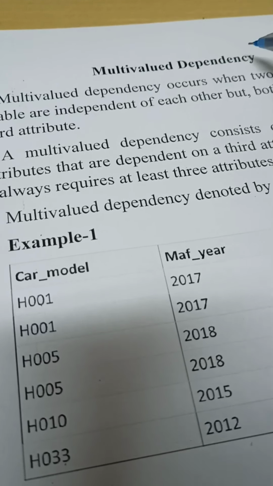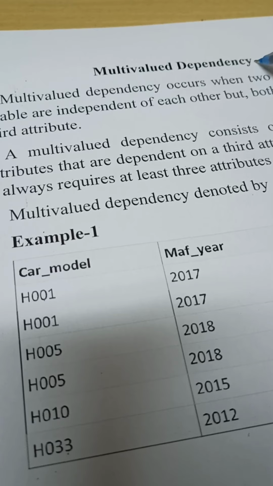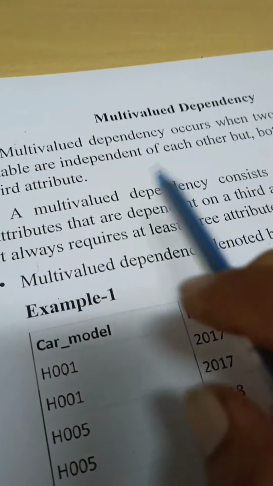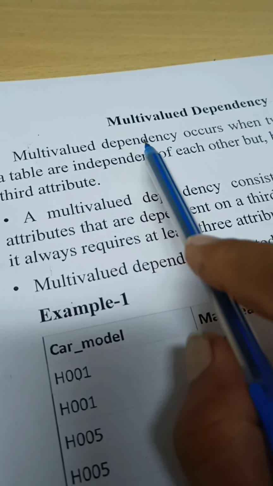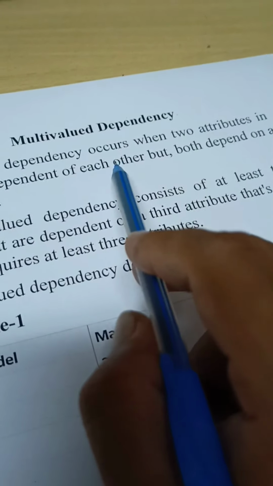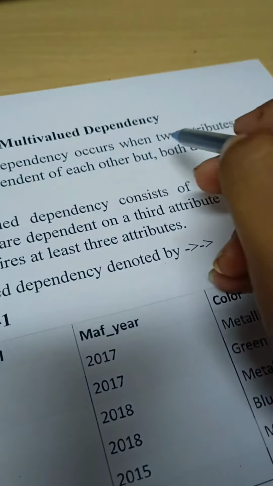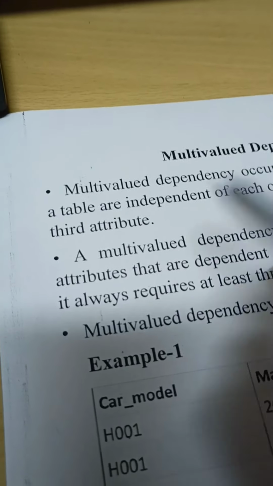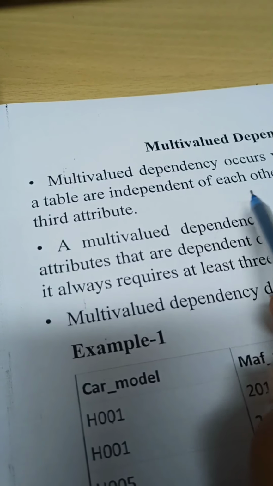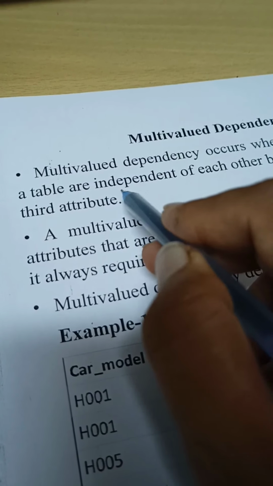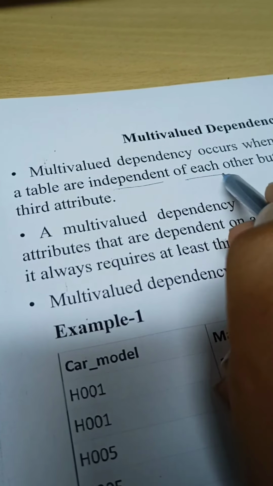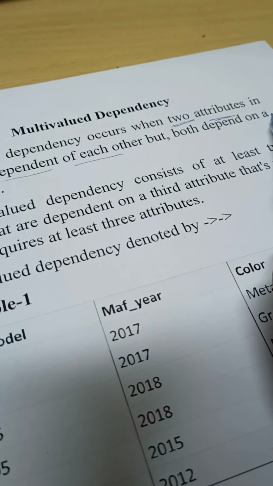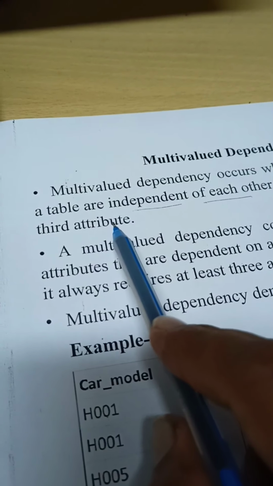In today's session, we will discuss multi-valued dependency in DBMS. First, we will see what is the meaning of multi-valued dependency. Multi-valued dependency occurs when two attributes in a table are independent of each other. Please remember this phrase, independent of each other, but these two attributes depend on a third attribute.